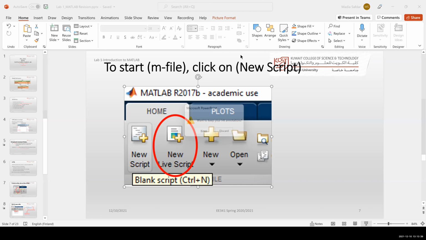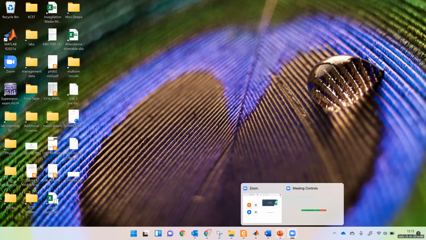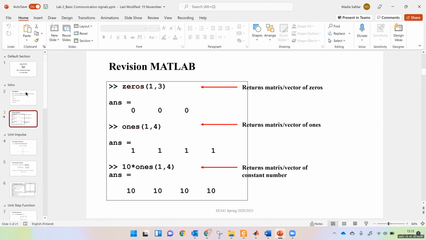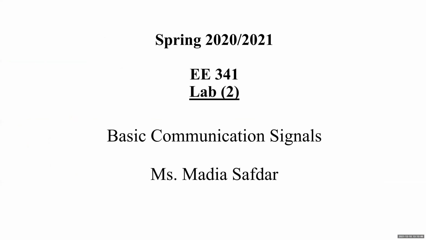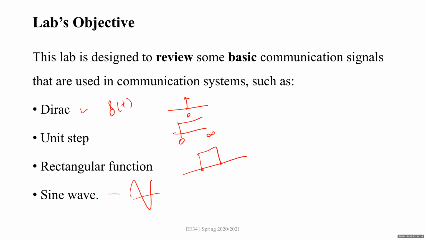That's all about lab number 1. So now lab number 2. Here in this lab, we learn to implement some basic communication signals in MATLAB. Such as the signals are Dirac, which is delta of t, the delta function, which is one impulse at 0. Then the unit step, which starts from 0 and goes to infinity. Then the rectangular function, so it can have some interval here, some interval here, and then the sine wave. Sine wave, we already know how to plot it.